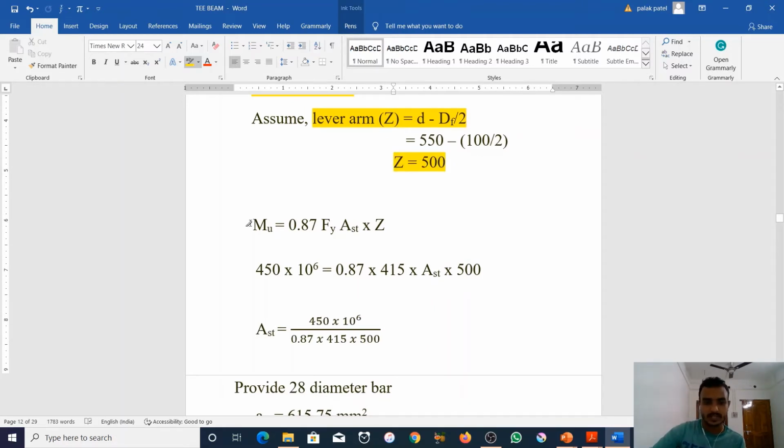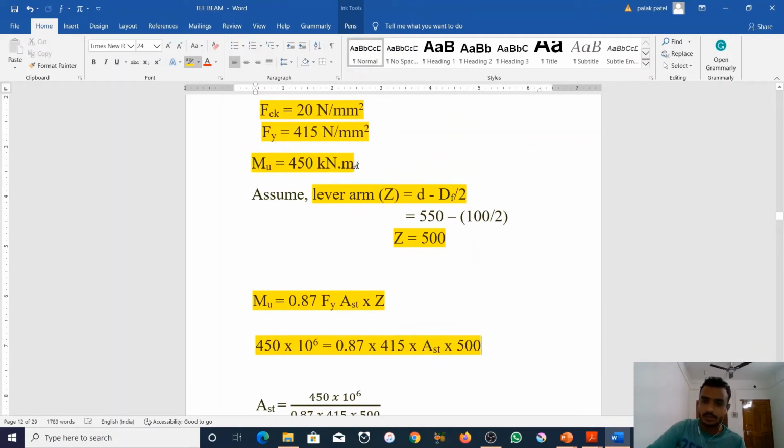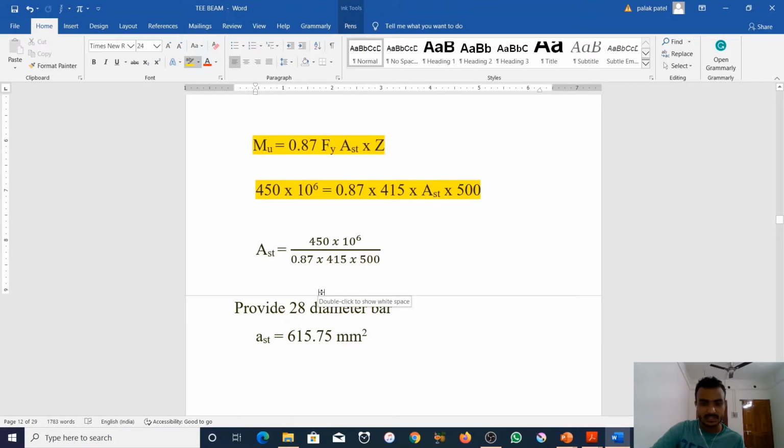By this equation, Mu equals 0.87 fy Ast into z. Mu is given as 450 kilonewton meter, so I converted it into Newton mm. While converting kilonewton meter, we have to multiply by 10 raised to 6 for Newton mm. So 450 into 10 raised to 6 equals 0.87 into 415 into capital Ast, which is missing, into z equal to 500. So we can find capital Ast.